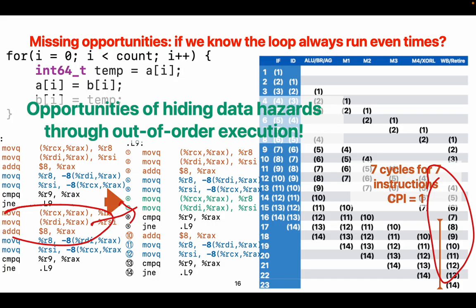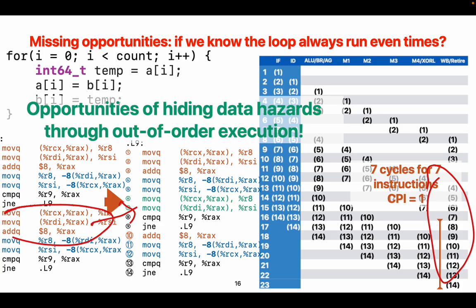But the question is, can the compiler do this? Can the compiler do this optimization? Can the compiler optimize your code in this way? Why not?